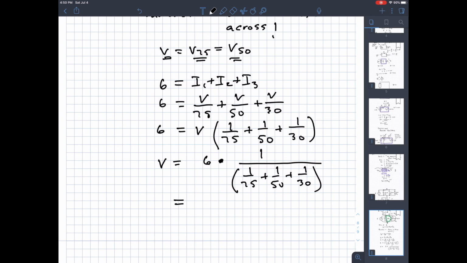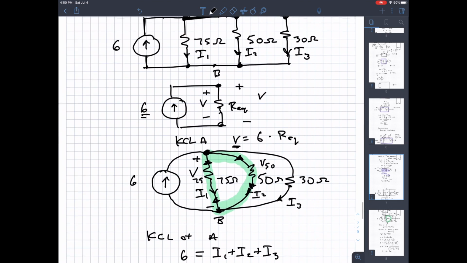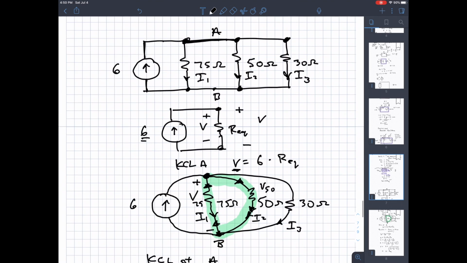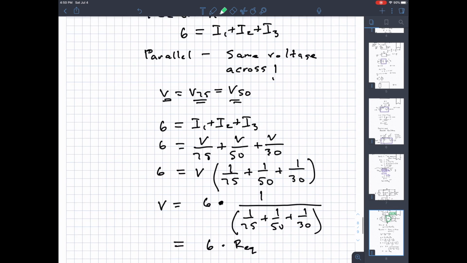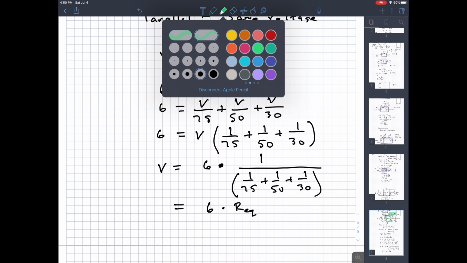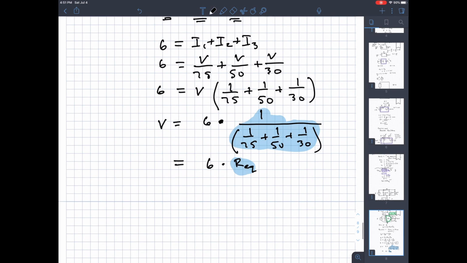All right. Well, this would be 6 times R equivalent, right? So going all the way back up to where we were looking at equivalent circuits, V is equal to 6 times R equivalent. That's right here. We've got that in that form, and now we can spot what R equivalent would be. R equivalent is this. So essentially we just derived the formula for R equivalent.